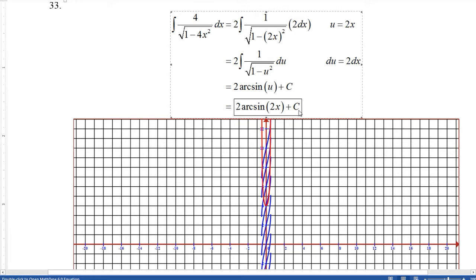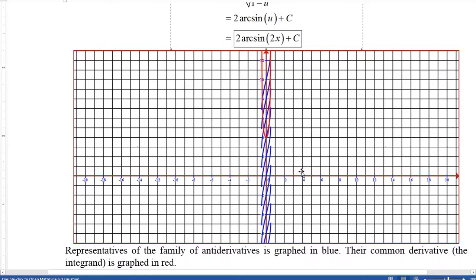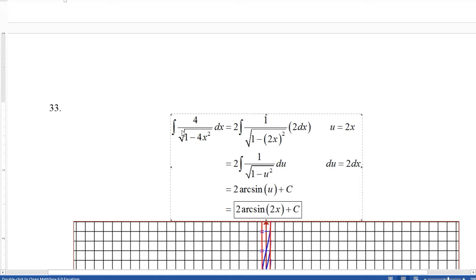Now if you graph these for different values of c, I've got certain ones graphed here, you get these vertical shifts of each other, which are these blue graphs. But they all have the same derivative, which is this red graph here, which is y equals this original function, 4 over square root of 1 minus 4x squared.